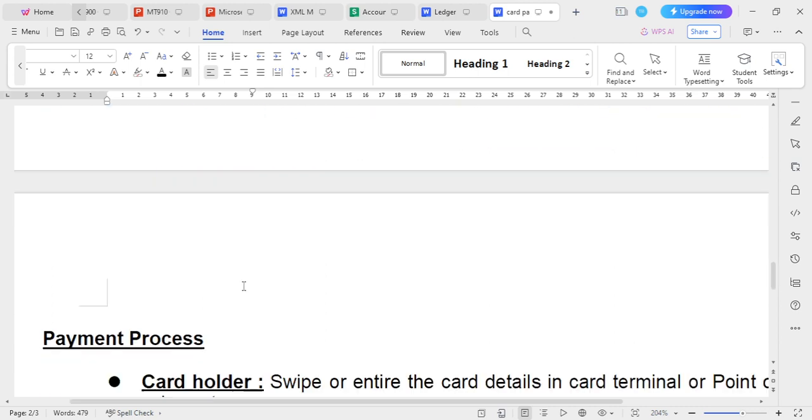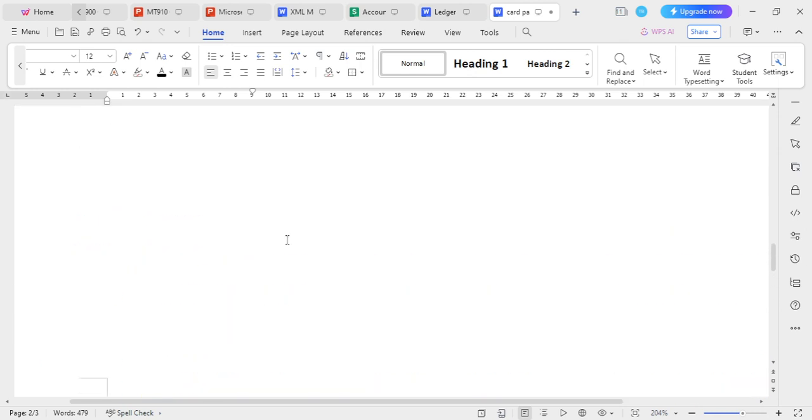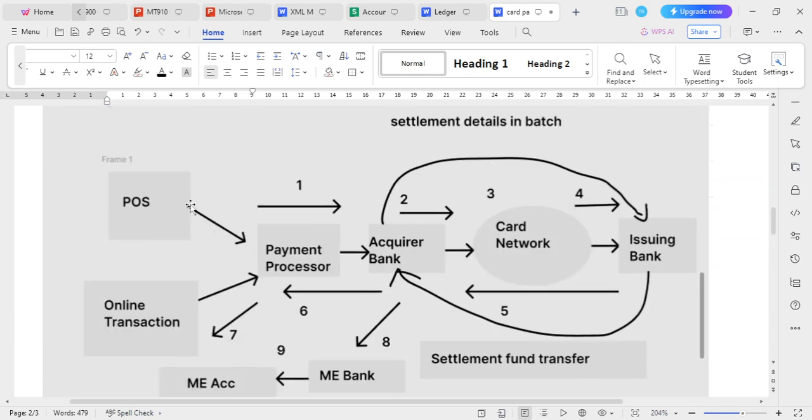Again, I will explain the payment processor flow one more time. The cardholder swipes the card in the POS machine or online transaction web page. It goes to the payment processor. The payment processor encrypts the card details, and it reaches the acquiring bank. The acquiring bank sends the details to the card network, either Visa, Mastercard or American Express. After that, the card network sends the details to the issuing bank. The issuing bank gives the confirmation of the funds and authorization code.